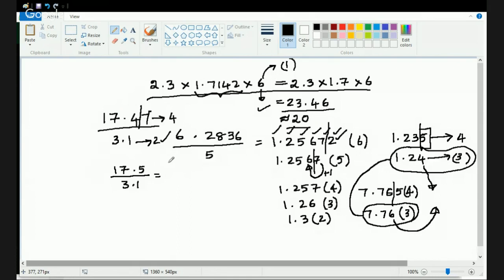You end up with 5.645 like that. When you get 5.645, your answer should have how many significant digits now? 2. Least number of significant digits is 2. Then if you round off this to 2, your answer becomes, after rounding off, 5.6 only, because that 4 is less than 5. Happily you drop it. 5.6 please.